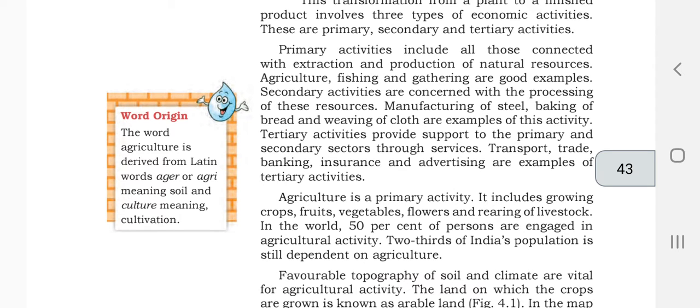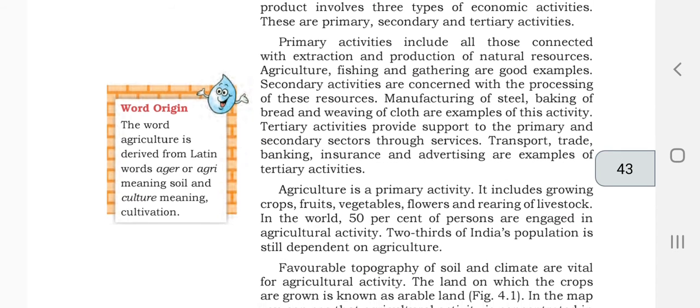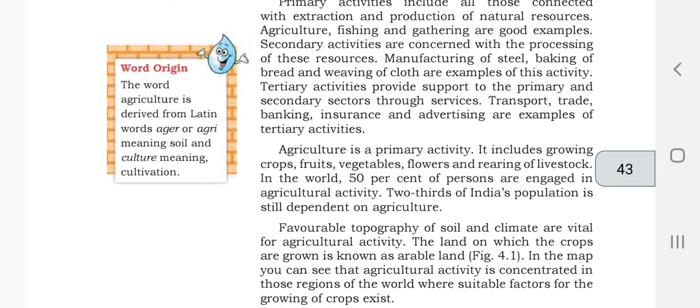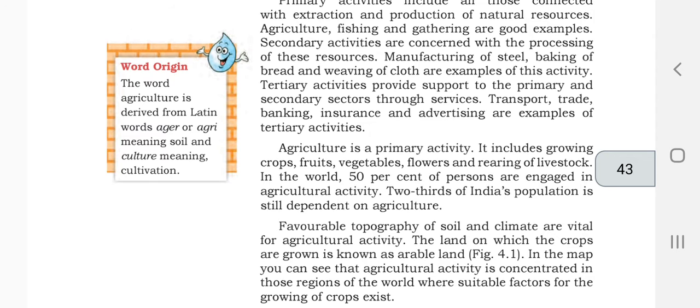Then the tertiary activities, the final activities, provide support to the primary and the secondary sectors. So these tertiary activities support both the primary and secondary activities in the production of things. Transport, trade, banking, insurance and advertising are some examples of tertiary activities. These are all three types of economic activities from which we get value.